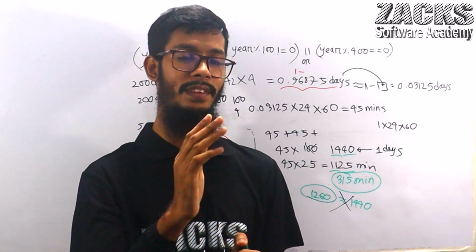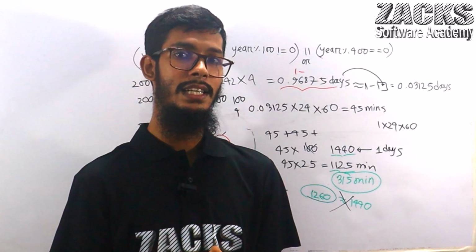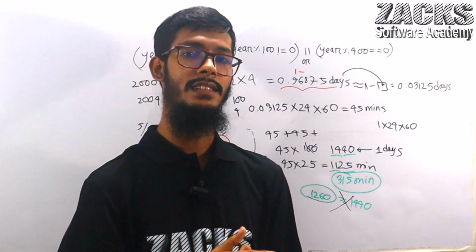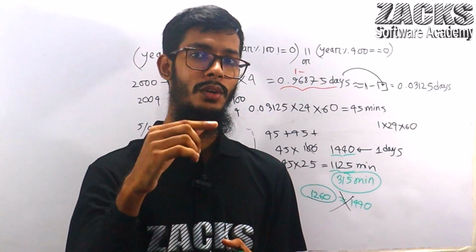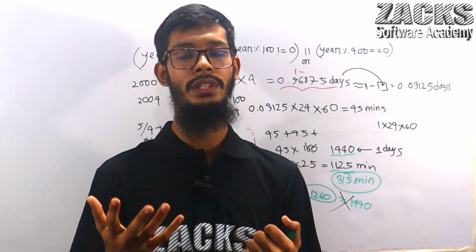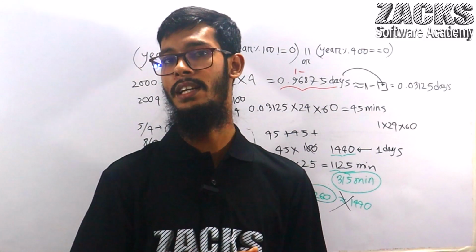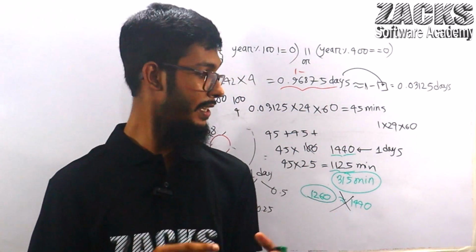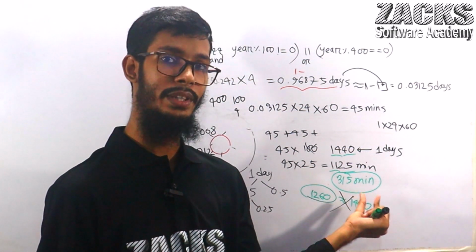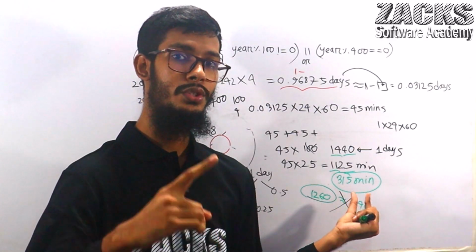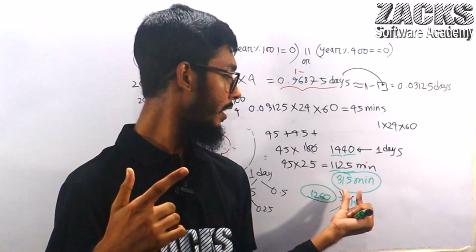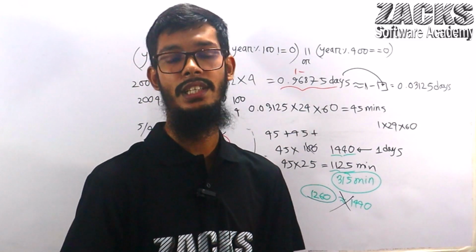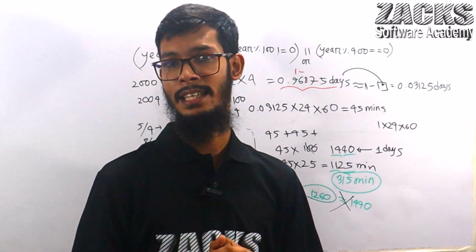Because of this, after 100 years there is a problem, because we are adding extra minutes, extra days. After 100 years, we are adding an extra day. So after 100 years, we are not considering the year as a leap year. But still we are missing some minutes. So we are correcting after 400 years. After 400 years, again we are considering the year as a leap year. This is exactly the concept, right?